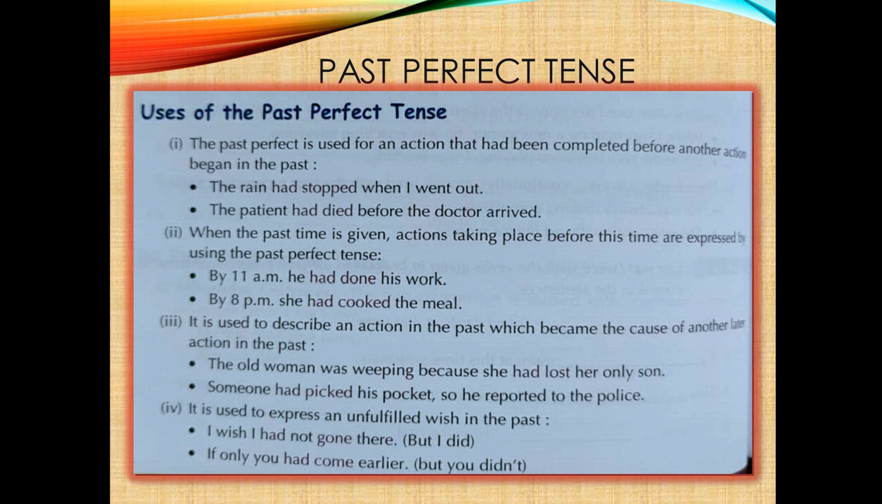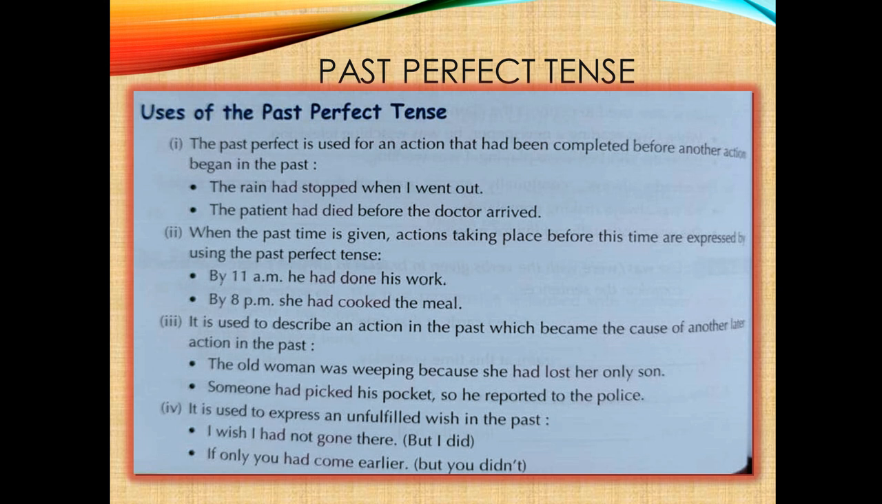The woman was weeping. Why was she weeping? Because she had lost her only son. So, this is due to some action which has happened in the past. That is, this lady has lost her son, and due to that she was weeping. Someone had picked his pocket, so he reported to the police. Now, one action had taken place in the past, that is, someone had picked his pocket, and another action later is taken due to this, that is, he reported to the police. Clear? Let's see the fourth one.